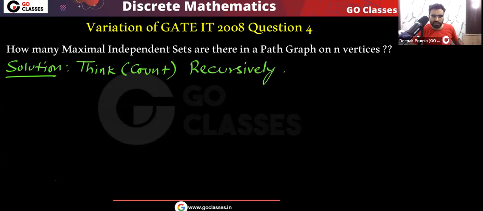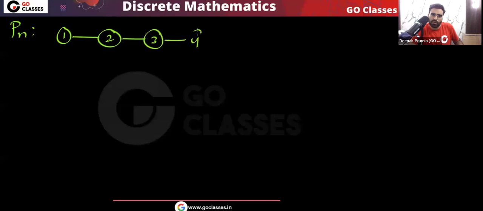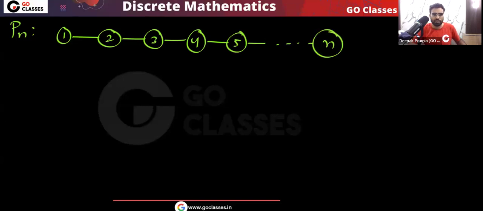So how to count recursively? Let me tell you. You have path graph Pn on n vertices. For example, you can take vertex 1, vertex 2, vertex 3, 4, 5, and so on, up to n. So very simple. This is the path graph on n vertices.